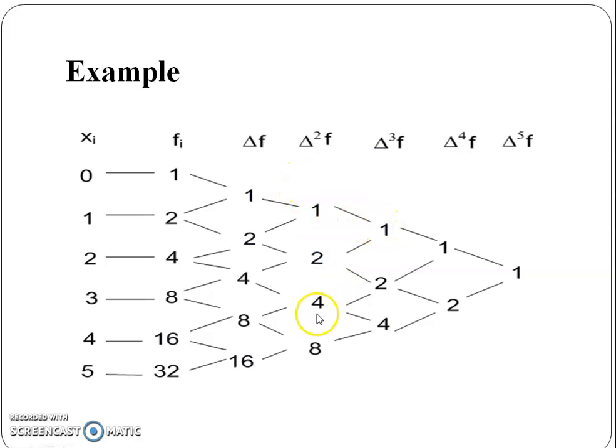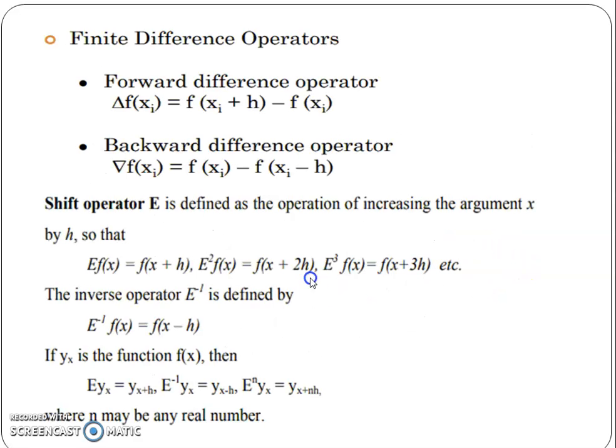These values: 2 minus 1 is 1, 4 minus 2 is 2, 8 minus 4 is 4. Similarly, fourth order difference: 2 minus 1 is 1, 4 minus 2 is 2. Similarly, fifth order difference: 2 minus 1 is 1. Likewise. Now, finite difference operator.